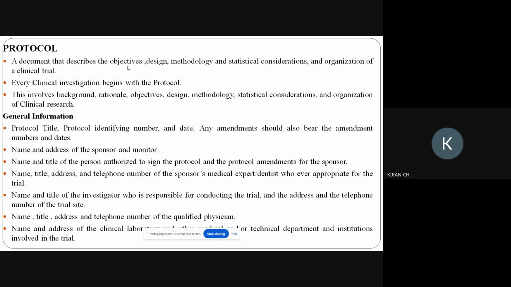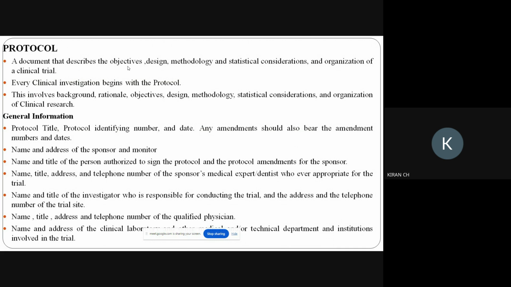So every clinical study, every clinical trial, whenever we are conducting one, begins with the protocol. Without a protocol, we cannot do the clinical trial, because in the protocol we have everything: the design, the methodology, the objective of the study. Without that, we cannot conduct the clinical trial. That's the reason every clinical investigation begins with a protocol only.